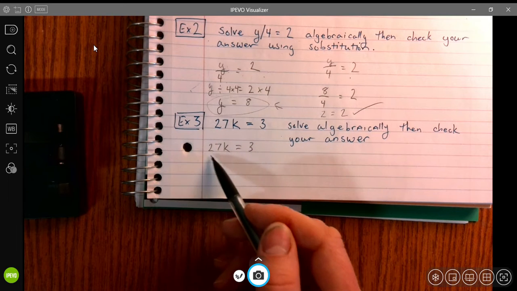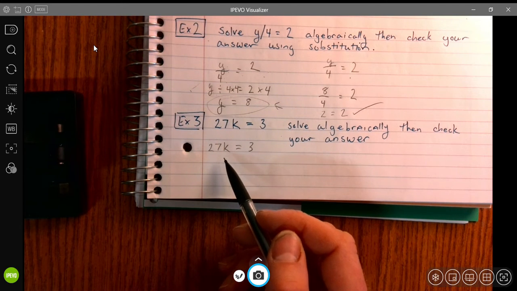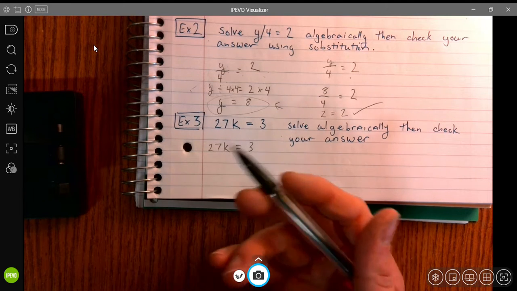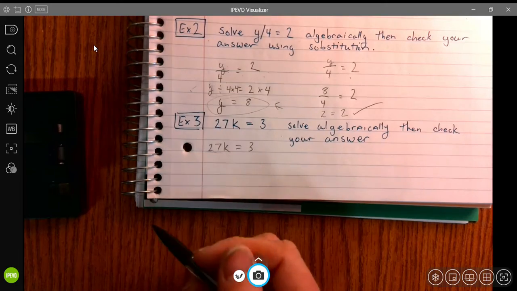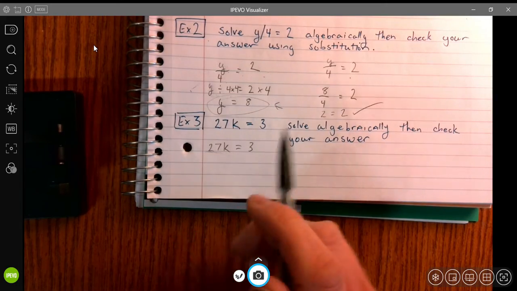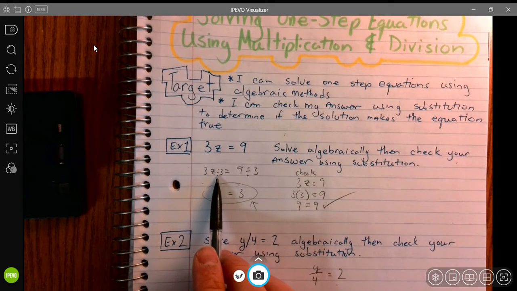So if this is being multiplied, I need to first perform the inverse operation of multiplication. The inverse operation of multiplication is division. So I need to divide both sides of my equation by 27. Now, up here, I rewrote it as a division problem, right? But I'm not going to do that this time.